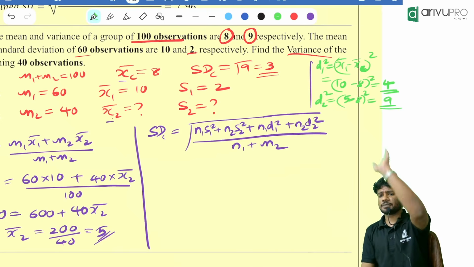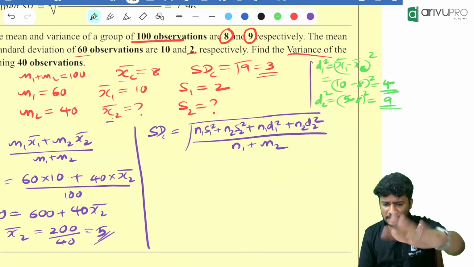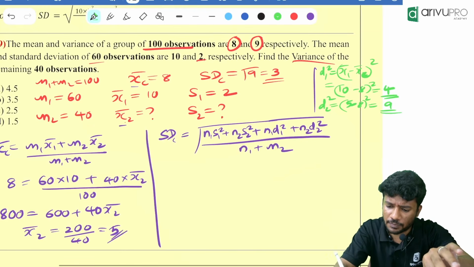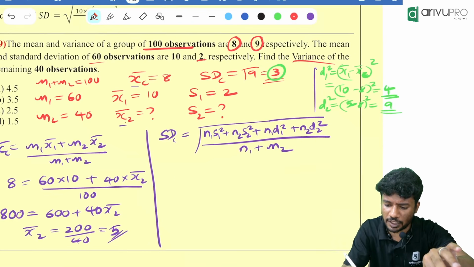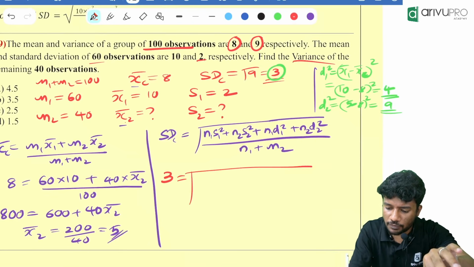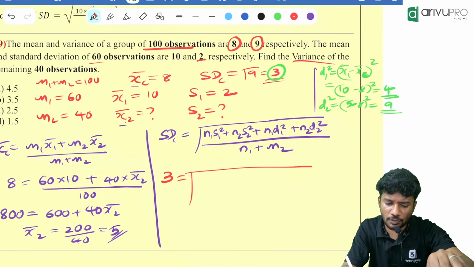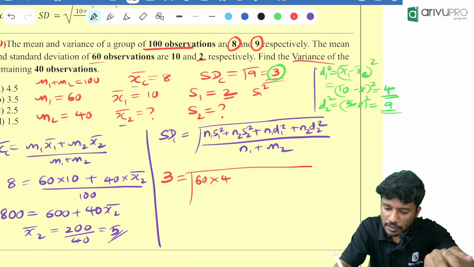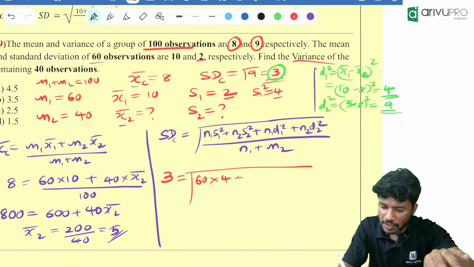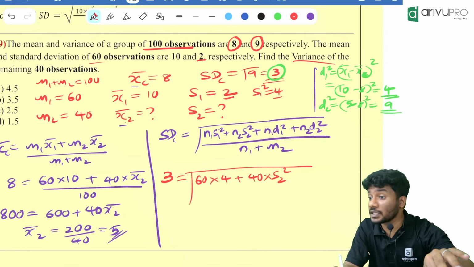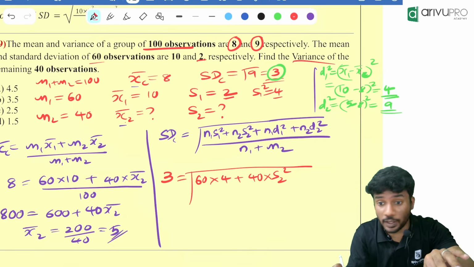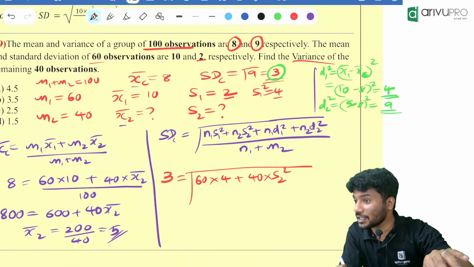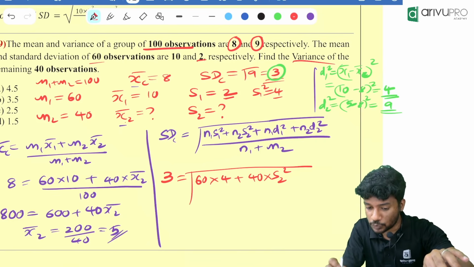Everything is there. Substitute. Get me the answer. The combined standard deviation is 3. Put that value. 3 is equal to root of N1 S1 square. N1 is 60 into S1 square, 2 square is 4. S1 square is equal to 4. Then plus N2, which is 40, into S2 square. They are asking us to find S2 square only, right? Variance they are asking, that means standard deviation square.